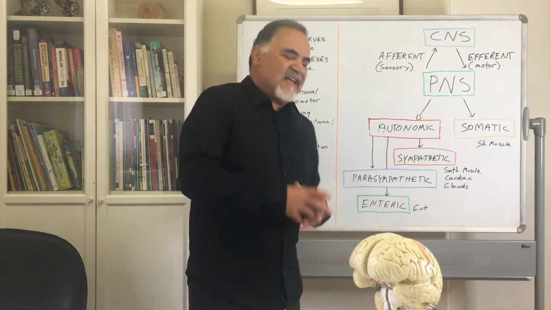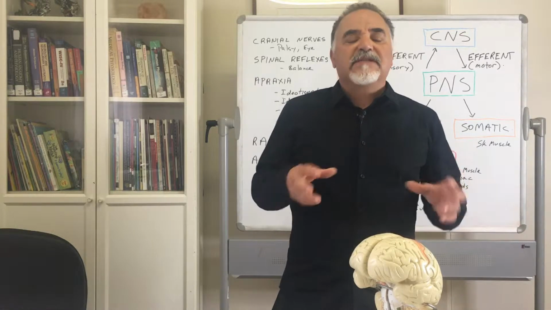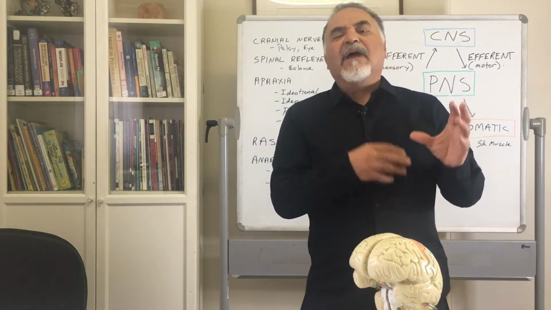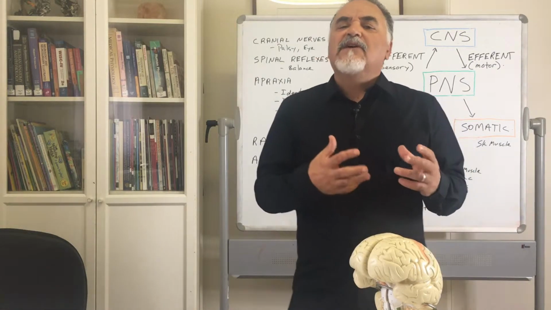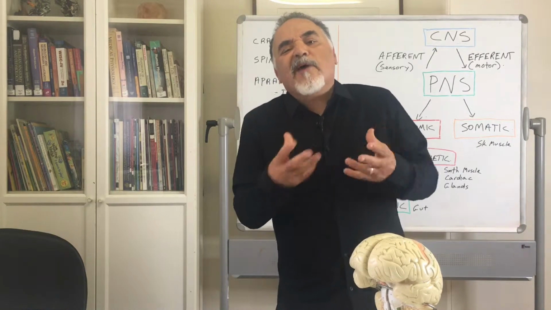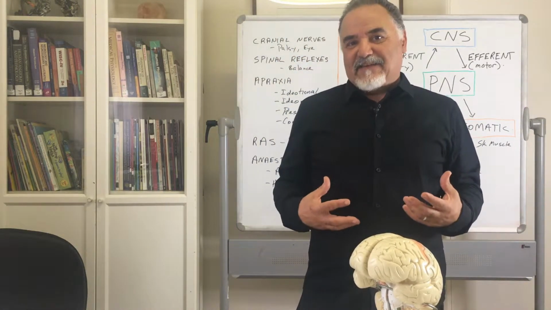The other division is the enteric nervous system, which controls the gut. It's part of the autonomic nervous system, but it operates as a unit on its own and can be quite independent from the others. So it's a little brain on its own, as it were, that controls gut activity.